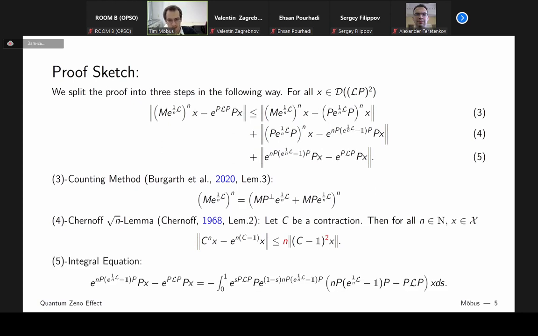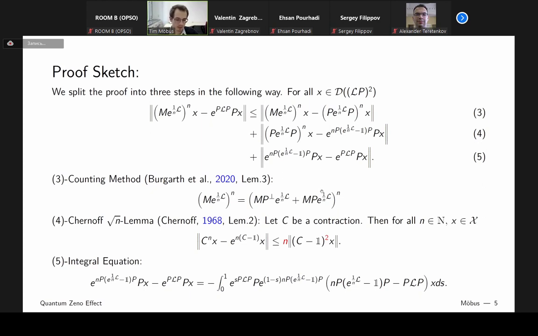Okay, then the last step is, I would say, a second derivative, but we have to be careful because we have unbounded generators. So the idea is that if we would have bounded generators, so if L is bounded, we can expand this e to the 1/n L term to identity plus 1/n L and so on. And then you see, okay, the second term cancels with PLP, and the third term gives us this 1/n convergence which we need.